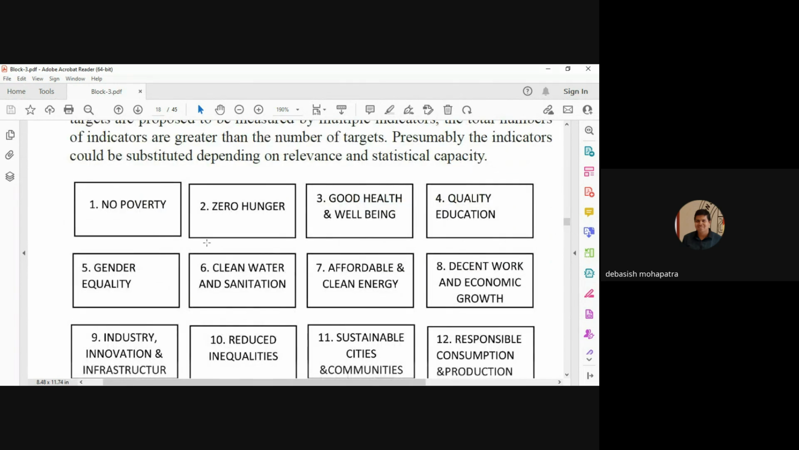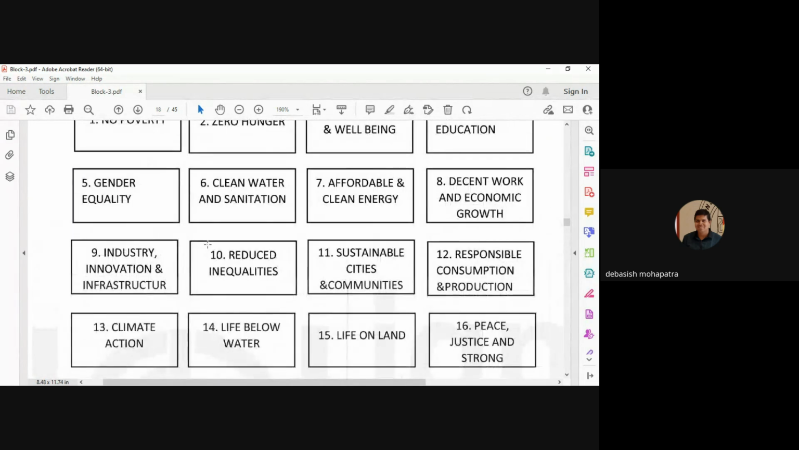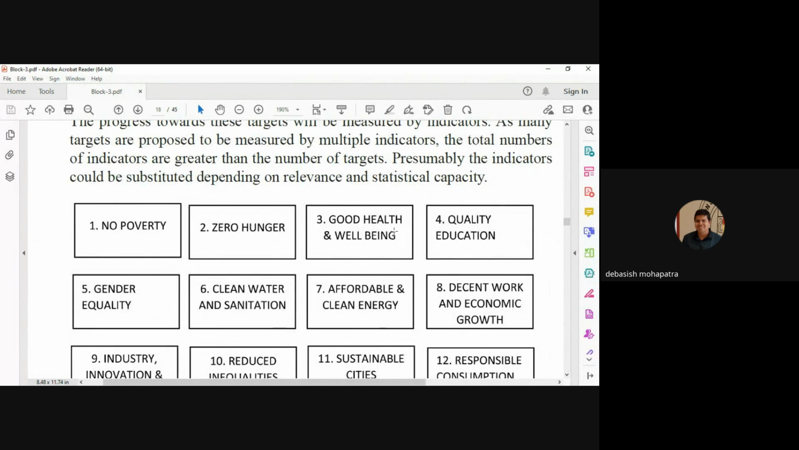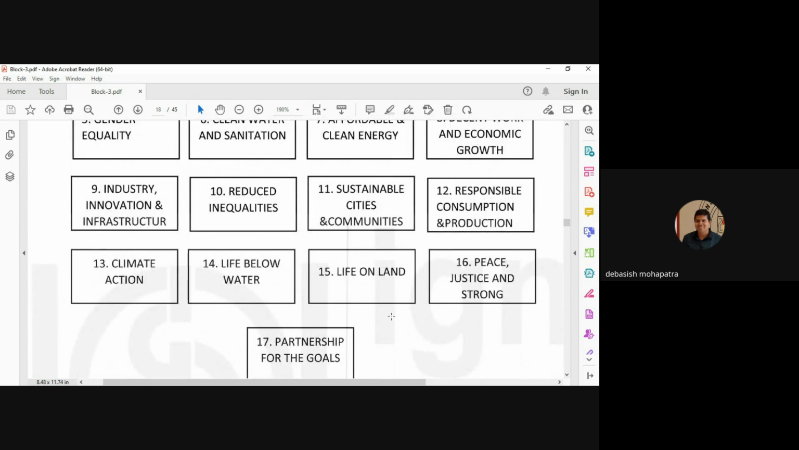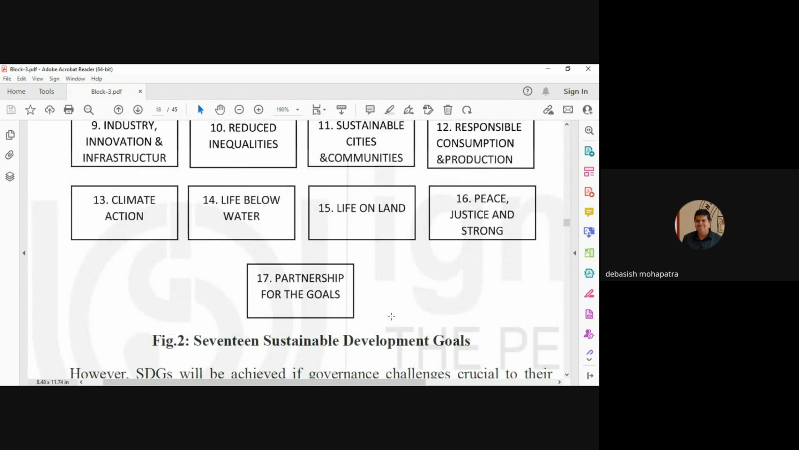First is no poverty, zero hunger, these I have already discussed, then good health and well-being, quality education, gender equality, clean water and sanitation, affordable and clean energy, decent work and economic growth, industry, innovation and infrastructure, reduced inequalities, sustainable cities and communities, responsible consumption and production, climate action, life below water, life on land, peace, justice and strong institutions, then partnership for the goals.